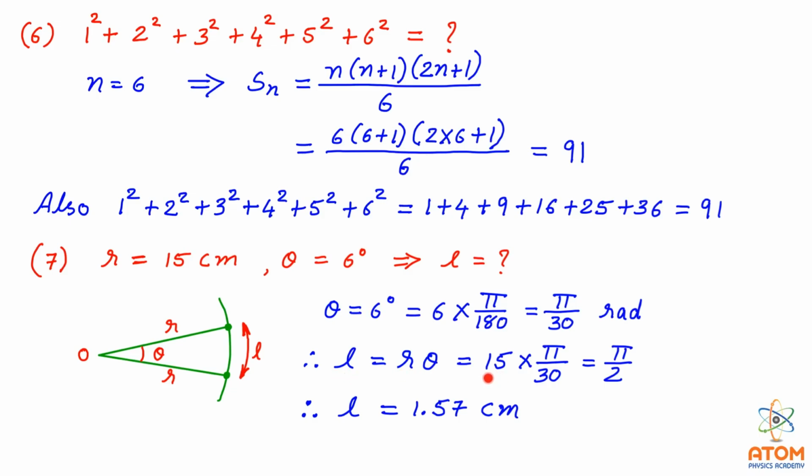Here r is 15 centimeter and theta that we have found is pi by 30. So it will give us pi by 2. Pi is 3.14, so dividing by 2 will give you 1.57 centimeter. So that way the arc L is 1.57 centimeter.